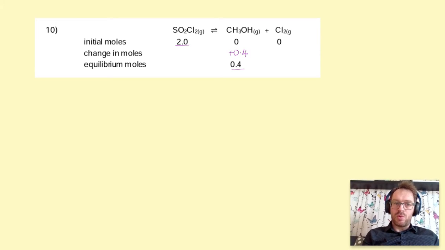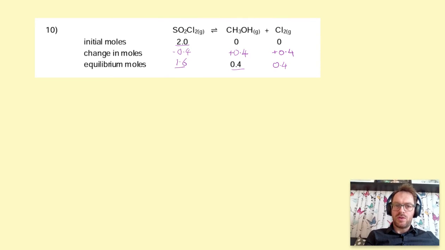Which, considering it's all 1 to 1, means that we must have lost 0.4 moles of the SO2Cl2, which means the difference there is 1.6. And it's all 1 to 1. We've started with no Cl2, so if that's gone up by 0.4, you'll have 0.4 of that one left. So, relatively straightforward one there as well. Okay, more of these later.